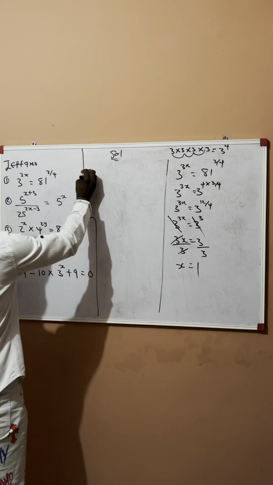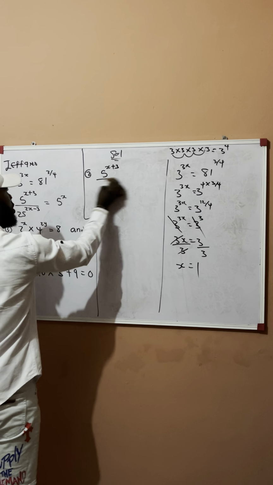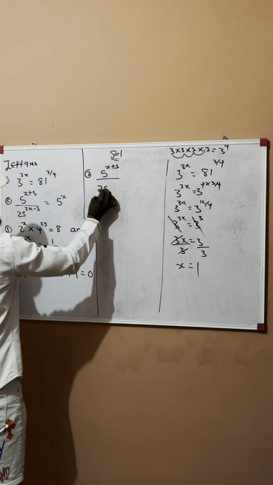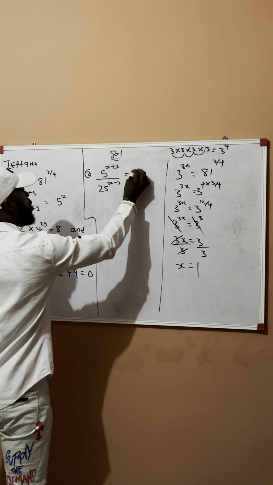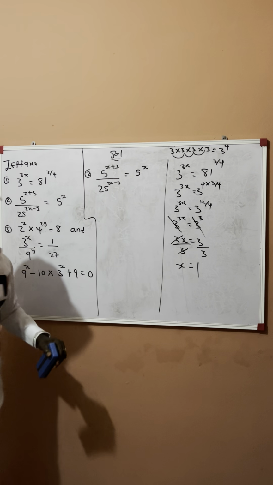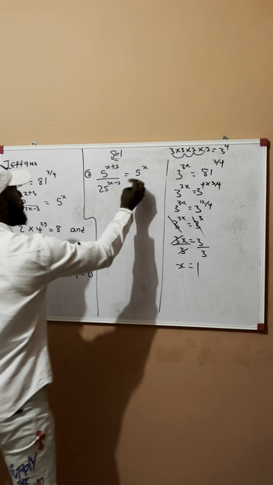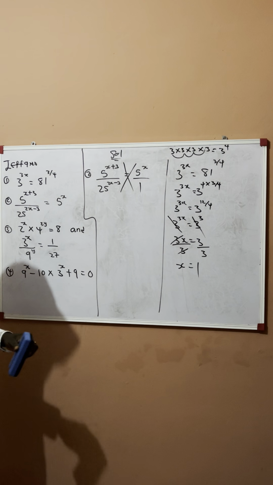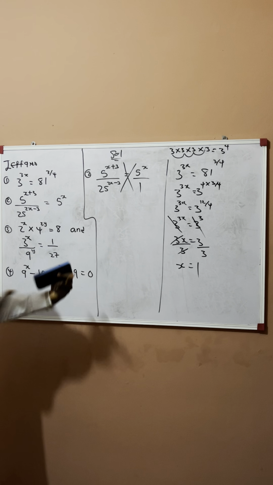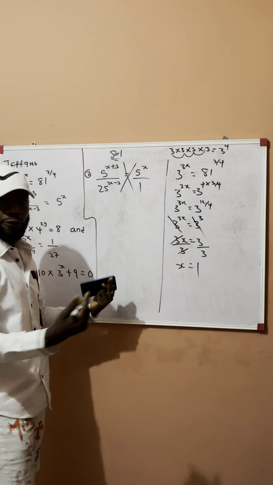Now, question number 2 says 5 raised to the power of x plus 3 over 25 raised to the power of 2x minus 3 is equal to 5 raised to the power of x. Now, some students see this as complex, but it is not. What do I have to do? Simple. I base 5 raised to the power x over 1, and then I cross multiply to make it a straight question, no longer having fractions.